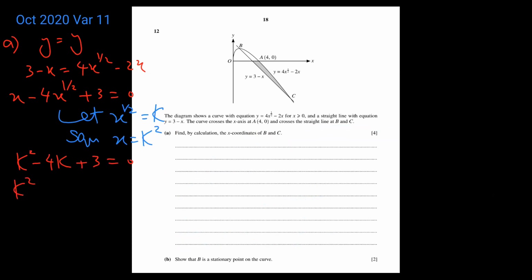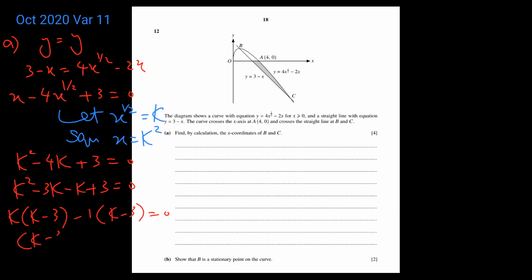Factorization is very clear. 3 ones are 3, 3k minus k plus 3 equals to 0. Taking k common out, I get this. Taking negative 1 common out, I get this. After that I get k minus 3 and k minus 1 equals to 0. I got two answers: k is equal to 3 and k is equal to 1.